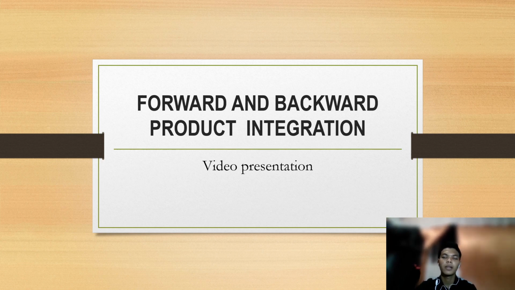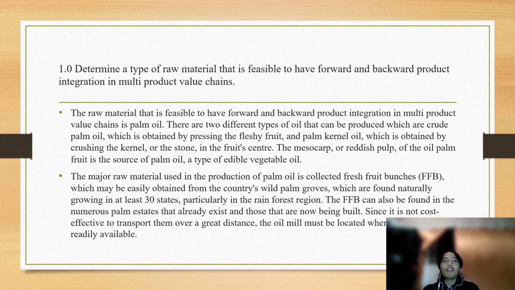Me and my friend Isma Dini Hakim will represent forward and backward product integration, and our product is oil pump. For 1.0, the raw material that we choose to have forward and backward product integration to the multi-product value chain is palm oil. There are two different types of oil that can be produced, which are crude palm oil and palm kernel oil.